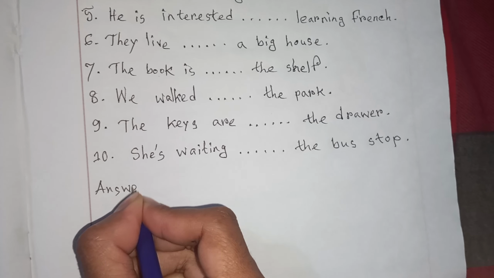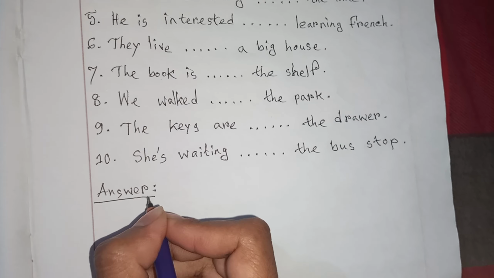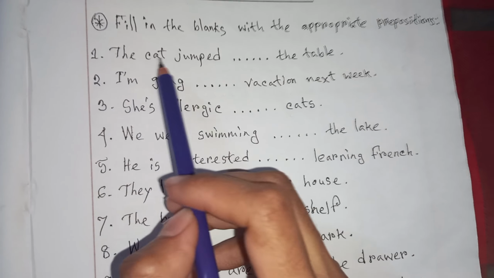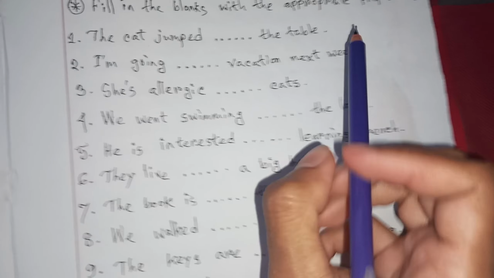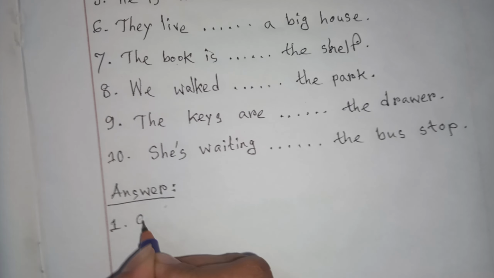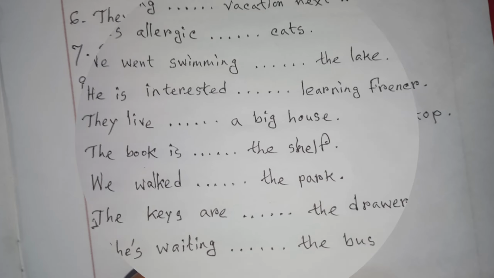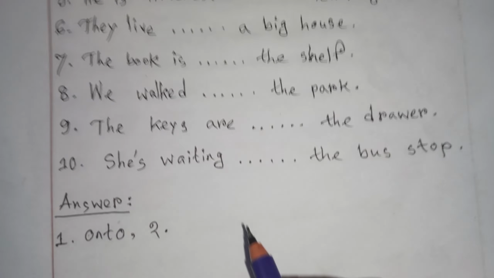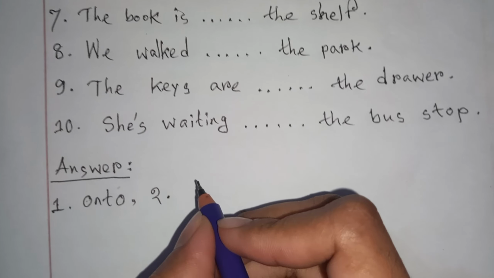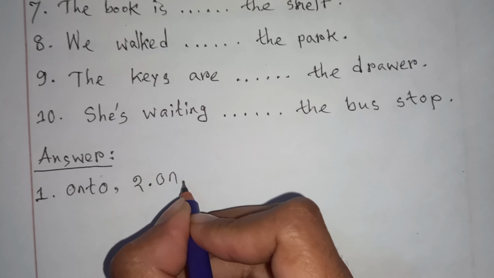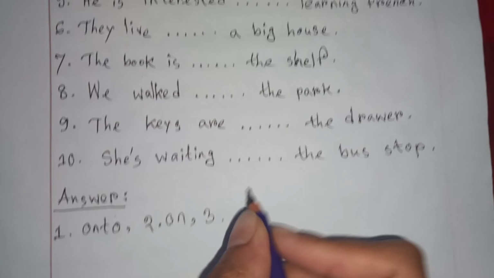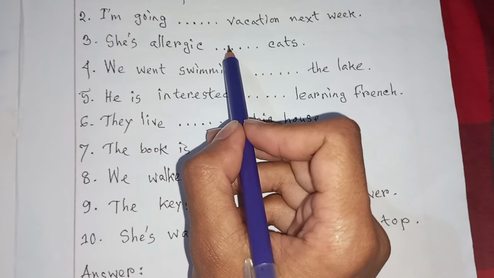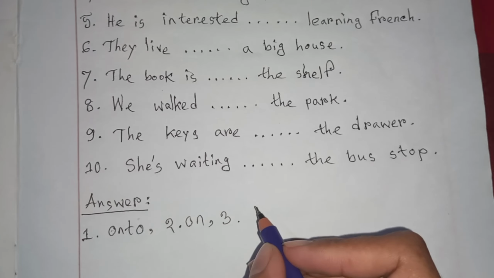Answer 1. The cat jumped onto the table. Answer 2. I am going on vacation next week. Answer 3. She is allergic to cats.